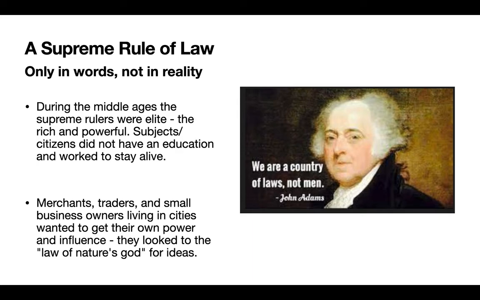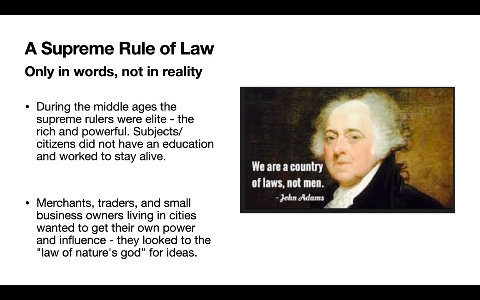Then at the turn of the revolution, merchants, traders, small business owners, these middle-class people who were living mostly in cities, who were participating in the slave trade, wanted to get their own power and influence. They wanted to take some power away from the elites, the aristocrats, the monarchy, and share it amongst themselves. And so they called that self-government. They should be allowed to organize themselves. Again, these are mostly men.